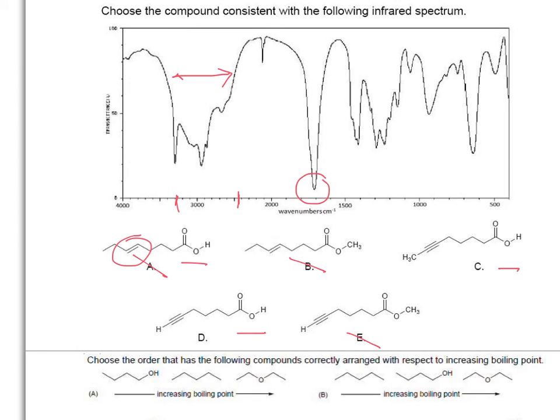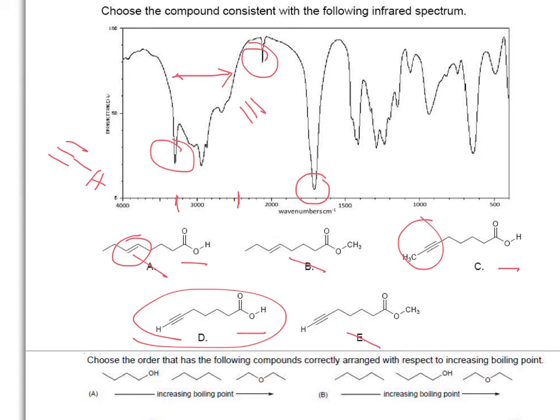Now, the 2200 tells you that it's a triple bond, but then there is also a 3300, and that is indicative of a terminal alkyne as compared to an internal alkyne, and so that means that your most appropriate choice will be structure D. All right, let's go forward.